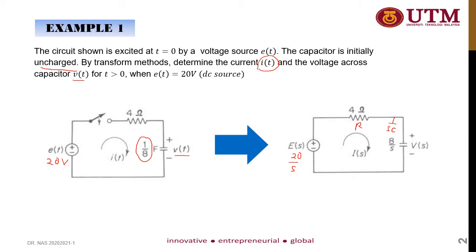And supposedly you have a series additional source of V0 over s. But since there's no initial condition, this one is 0. So we can just simplify the circuit without having any additional source. Okay, so we can remove this additional source. Then don't forget to convert the i as well. So i(t) becomes I(s) in S-domain circuit.